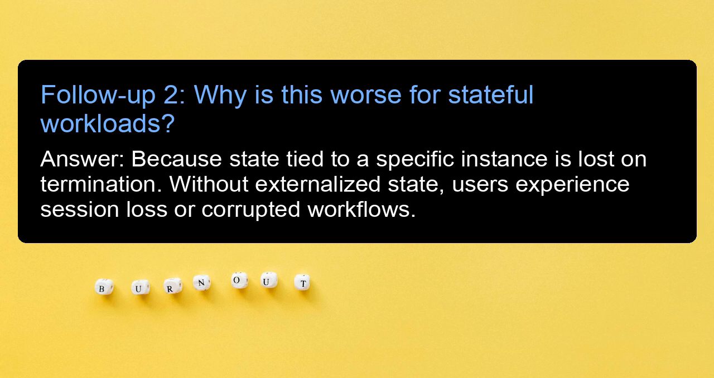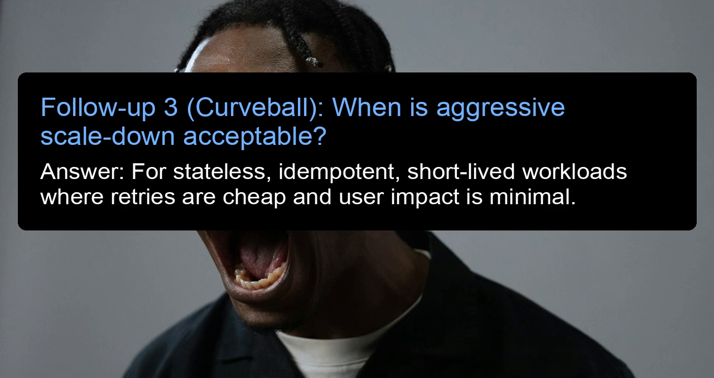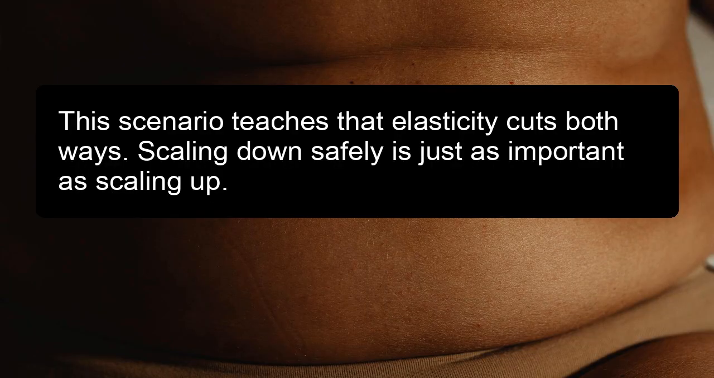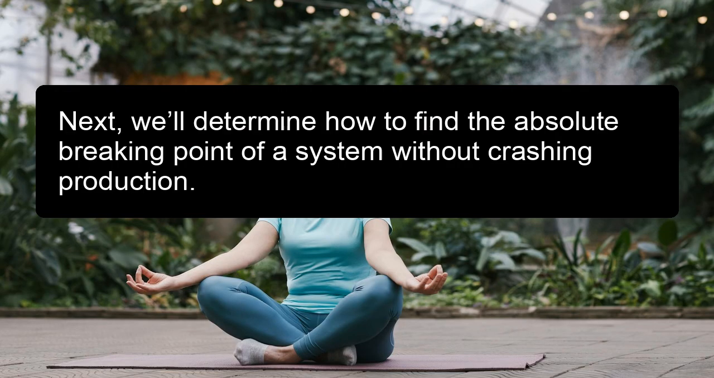Follow-up 2. Why is this worse for stateful workloads? Answer: because state tied to a specific instance is lost on termination. Without externalized state, users experience session loss or corrupted workflows. Follow-up 3. Curveball. When is aggressive scale-down acceptable? Answer: for stateless, idempotent, short-lived workloads where retries are cheap and user impact is minimal. This scenario teaches that elasticity cuts both ways. Scaling down safely is just as important as scaling up. Next, we'll determine how to find the absolute breaking point of a system without crashing production.